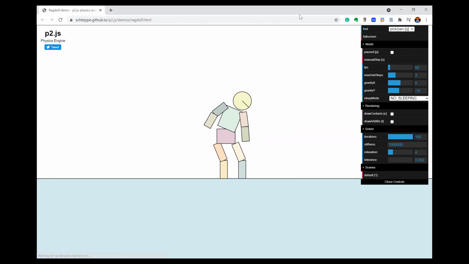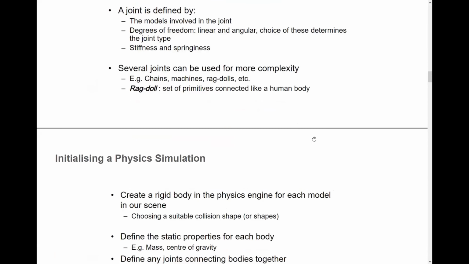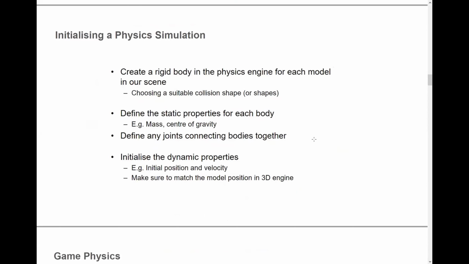Let's go back to the slide set. Okay, now when we are looking at initializing a physics simulation, when you want to initialize a simulation, we need to create a rigid body in the physics engine for each model in our scenario. For this, we need to choose the proper collision shapes. So using the proper shapes, we are going to create rigid bodies for the models in our scene.